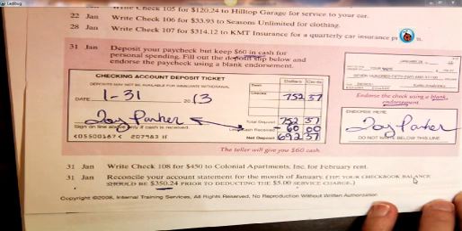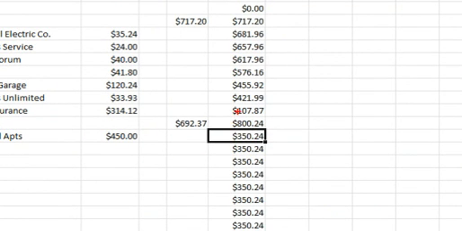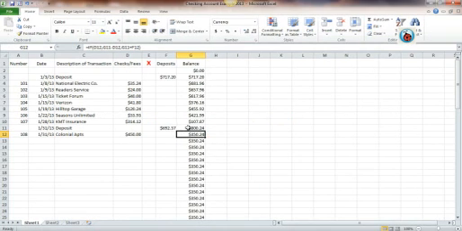Now, it does give you a tip and tells you that your checkbook balance should currently be $350.24. When you look at the spreadsheet, you can see that in your check register, your current balance is in fact $350.24. So we're doing good. We're doing exactly what we need to do.